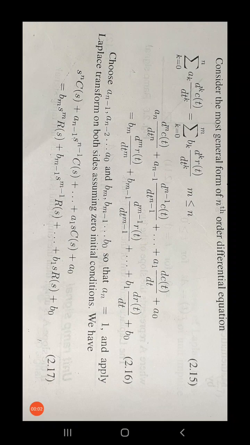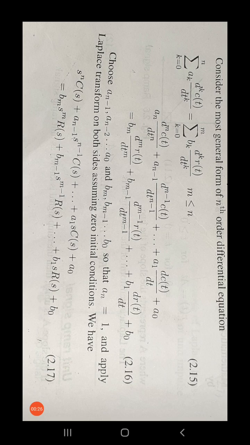Hello student, in this lecture we will study the behavior of the time response of different types of system, like first order system, second order system, by applying different types of input signal. So let's start our discussion.